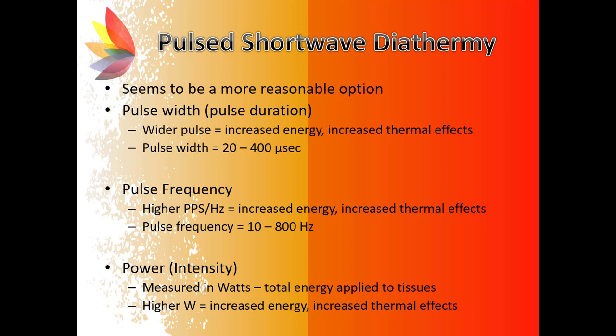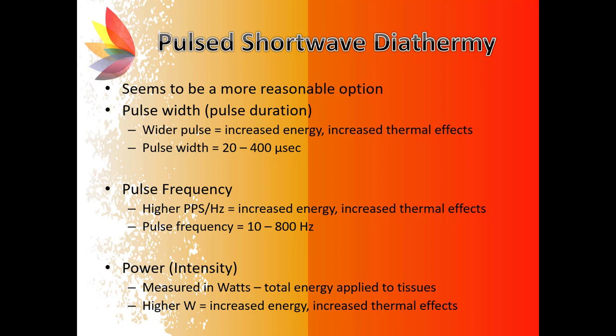The interval between the pulses is the off time. A wider pulse increases the energy and increases the thermal effects. The pulse width is commonly set at 20 to 400 microseconds. The pulse frequency is higher. This is the number of pulses delivered per second, or PPS in hertz.